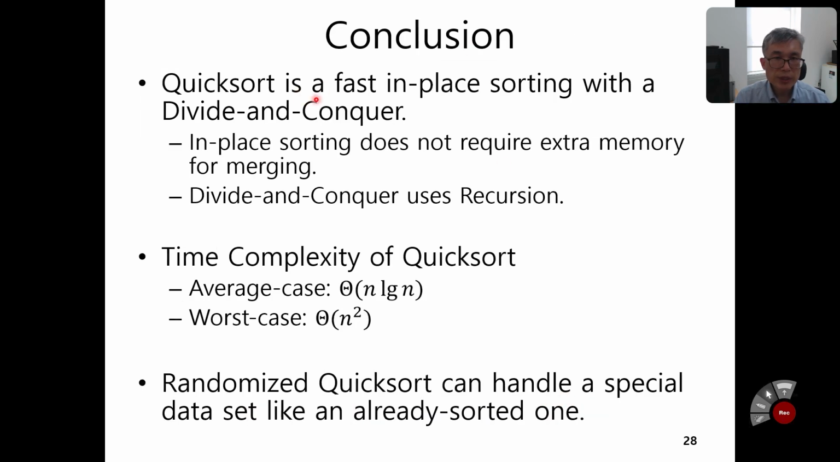Conclusion: quicksort is a fast in-place sorting algorithm using divide and conquer. In-place sorting does not require extra memory for merging or combining, like merge sort. Secondly, divide and conquer uses recursion. Time complexity of quicksort: the average case is Θ(n log n), and the worst case is the already sorted input case, Θ(n squared). Finally, randomized quicksort can handle special data sets like an already sorted one.